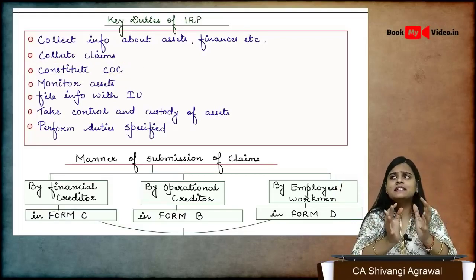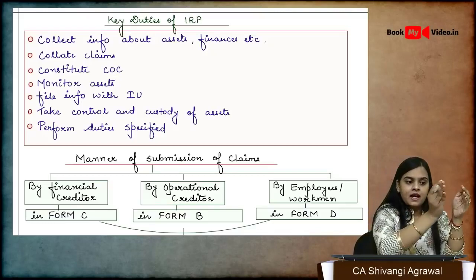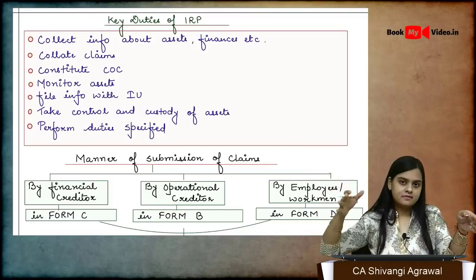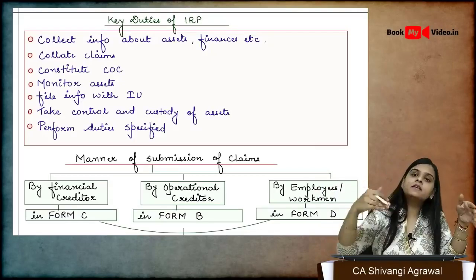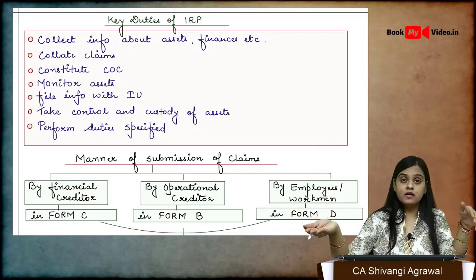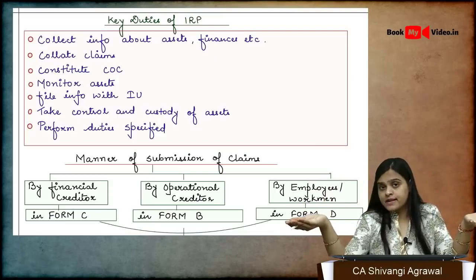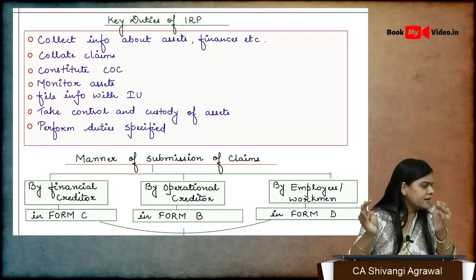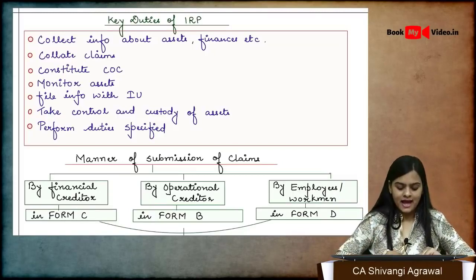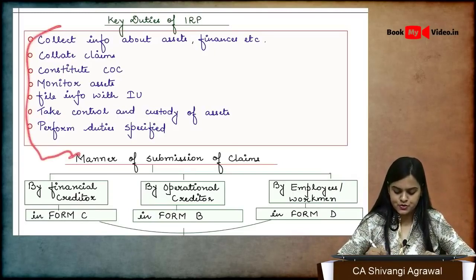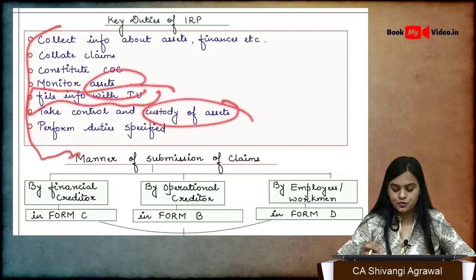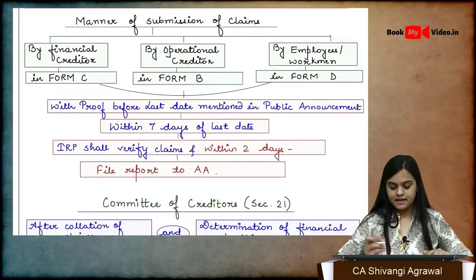See, IRP has a very short tenure. From the insolvency commencement date till the appointment of RP, he might be appointed as RP also, and someone else can also be appointed as RP. So in the capacity of IRP, he has a very short tenure. In that tenure, he has to perform these duties. He has to take care of the assets. He has to file the information with the utility so that it's updated. He has to monitor the assets, and he has to perform the duties as specified.